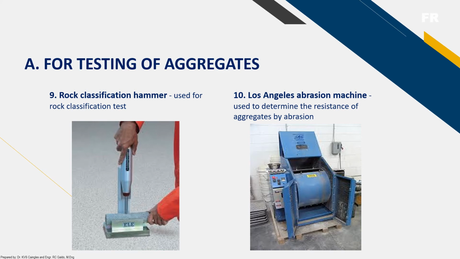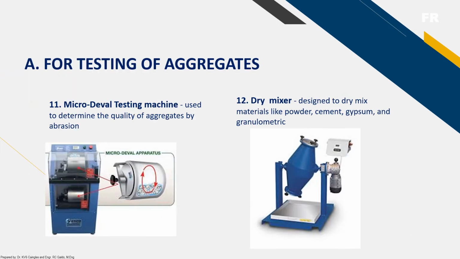Okay, and we also have here the LA abrasion machine or the Los Angeles abrasion machine. It is used to determine the resistance of aggregates by abrasion. Okay. We also have here the microdeval testing machine, used to determine the quality of aggregates by abrasion also.